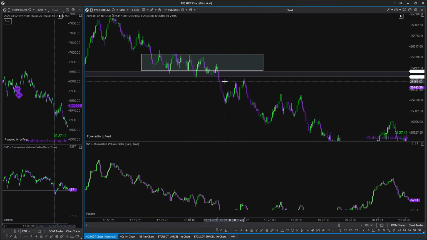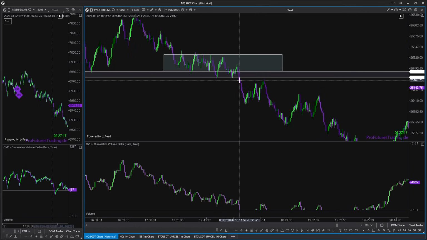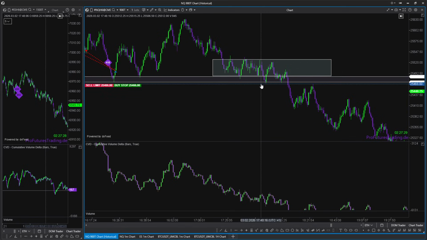here, and there are no pullbacks, so you can trade it very, very aggressively with the break. If you just put something like this here, and then at this point we have a buy stop, but obviously it's a sell stop, but the market is below this area, so I can't really show you that.